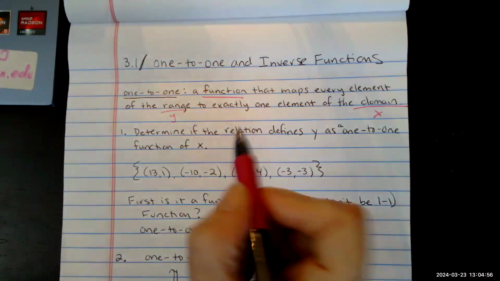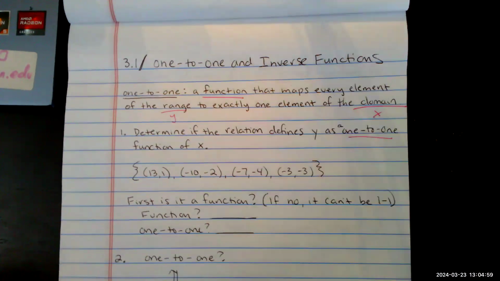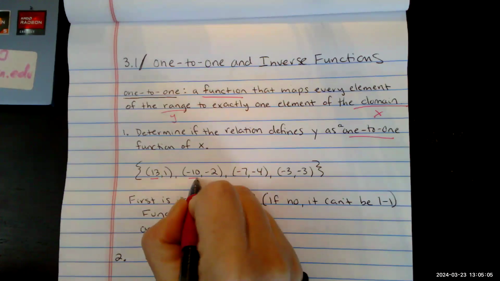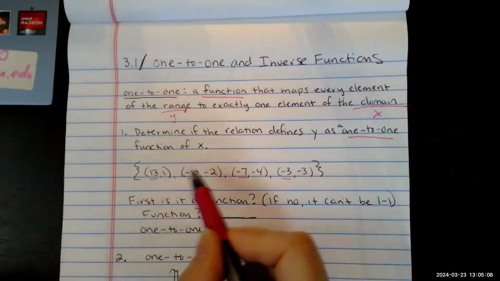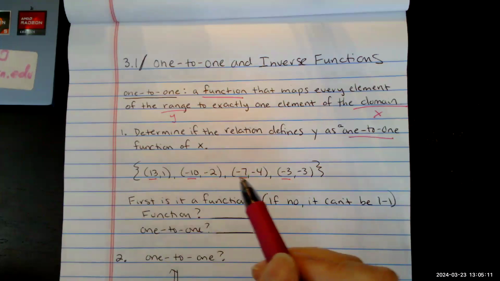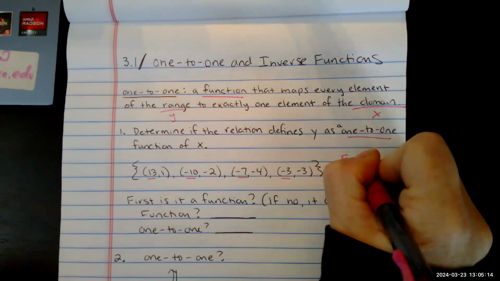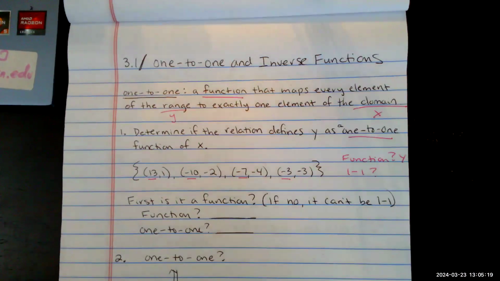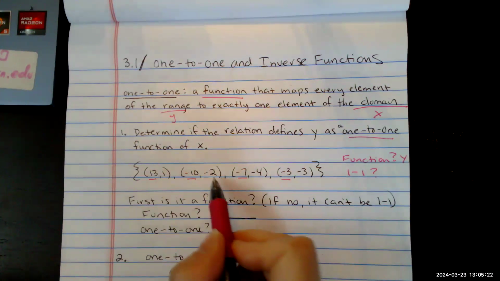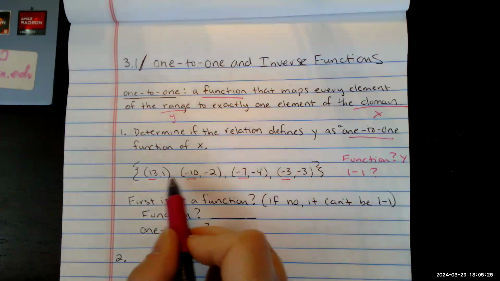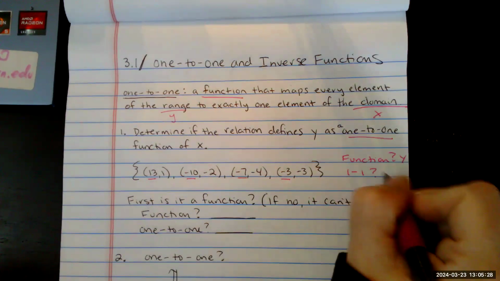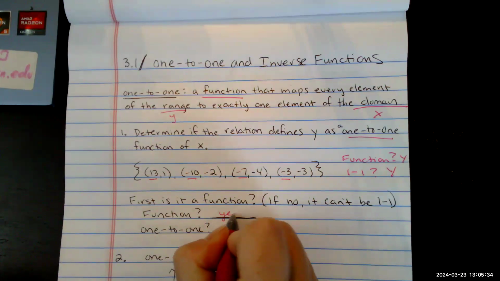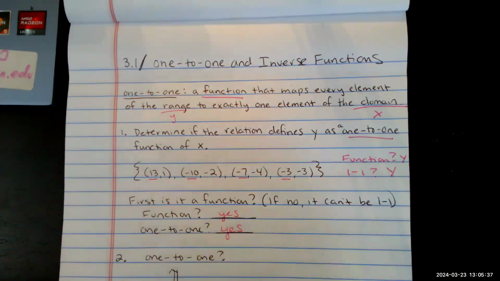So it's the exact same thing that tells us if something is a function, just with the x's and y's switched. So for something like this, if I want to know if it is one-to-one, I first need to decide if it's a function. So 13, -10, -7, -3. None of those are x's that go to one number and then a separate number. So first, is it a function? Yes. But now, is it one-to-one? I have to do the opposite. 1, -2, -4, -3. I don't have any y's that are going to more than one x. So it is one-to-one. Okay, so first, is it a function? Yes. Is it one-to-one? Yes.